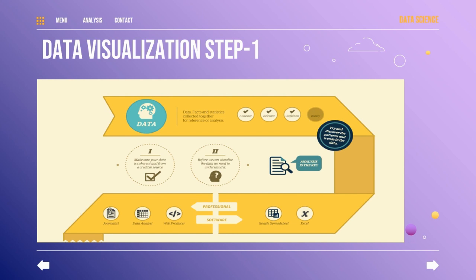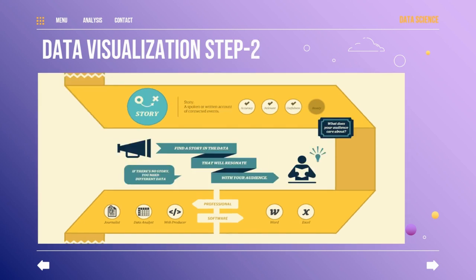Let's go to the next slide. Step two is the story. What is meant by story? We need to find the story in the data so that we can know more about it and do the visualization process. If there is no story, if there is no content you can extract from the data, then you need to find different types of data. The professions are the same as the above slide, but here we use Word and Excel, not Google spreadsheet and Excel.